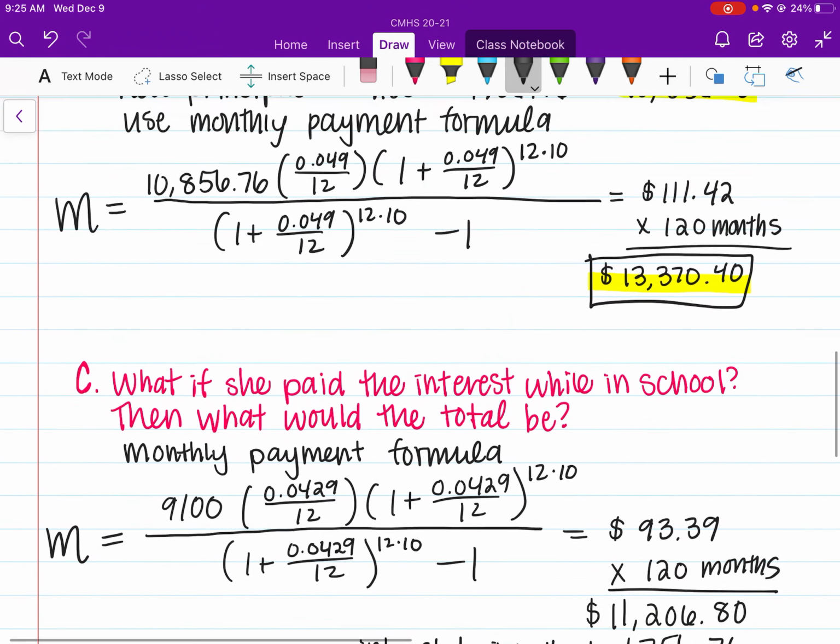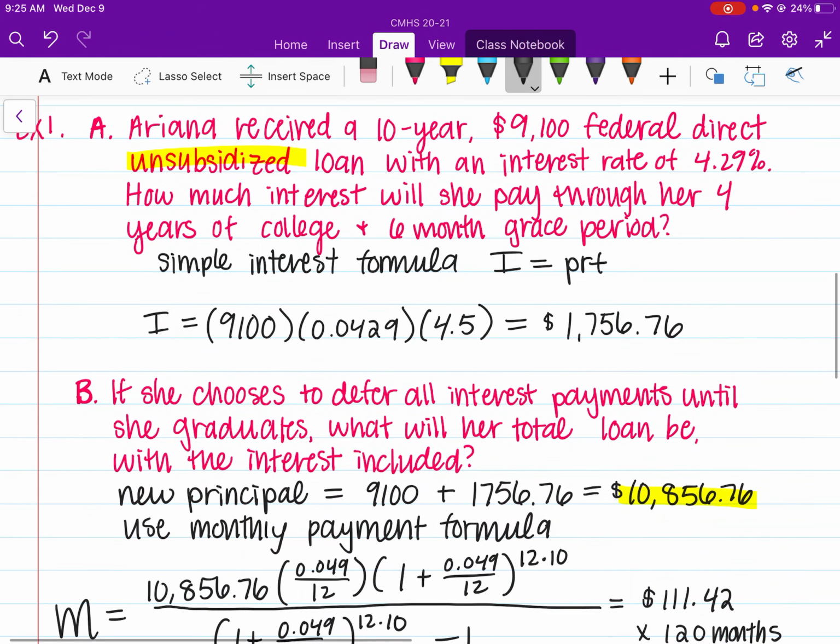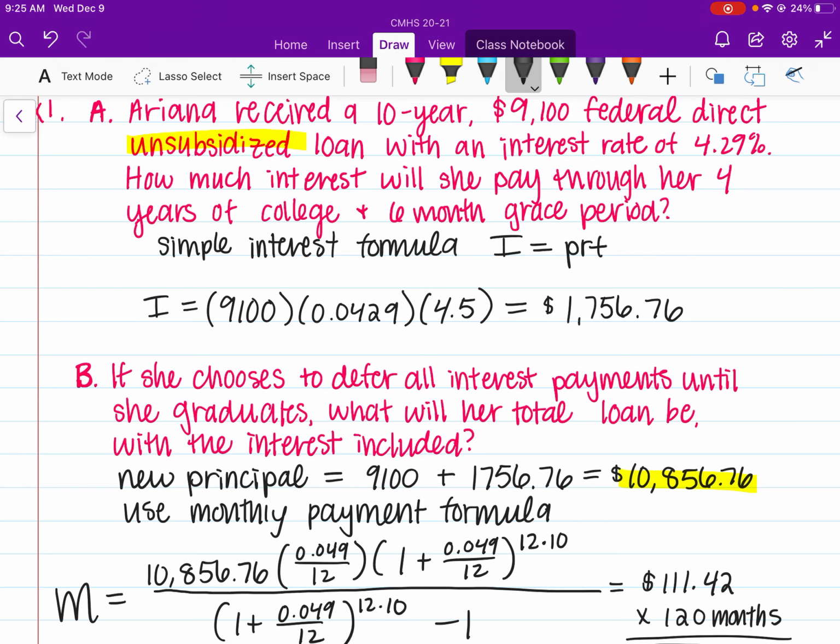But anyways, you can see now that it does pay off to pay your interest as soon as possible and to make sure your loans are as small as they can be.